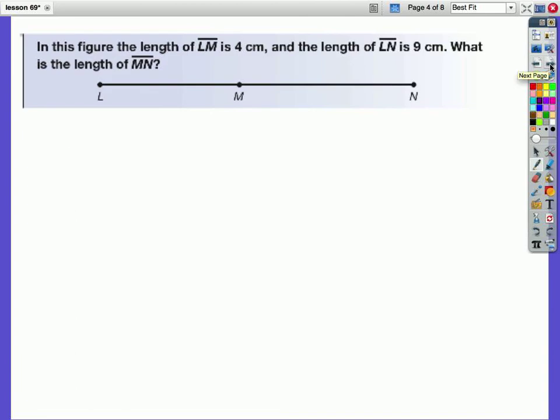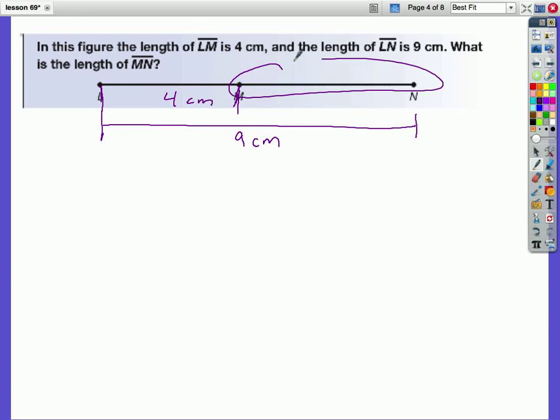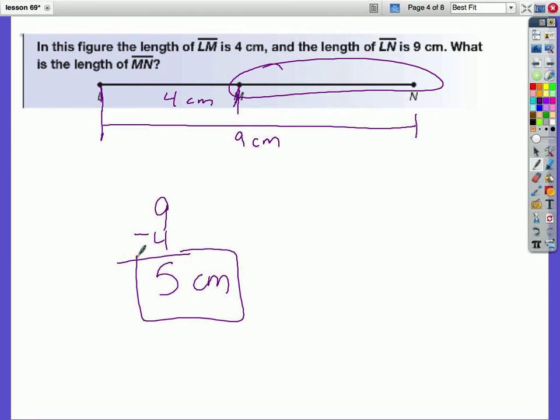In this figure, the length of segment LM is 4 centimeters. So from here to here is 4 centimeters. And the length of L to N is 9 centimeters. We want to know what the length of segment MN is. Well, I have the whole, so if I take the whole minus the part I know, that's going to give me the part I don't know. So I take 9 minus 4, gives me 5, I need a label, 5 centimeters. So MN should be 5 centimeters. So I have 4 centimeters plus 5 centimeters, which equals that full 9 centimeters.